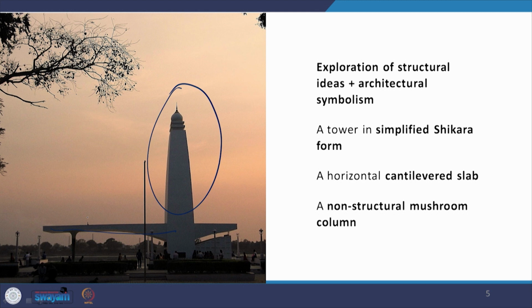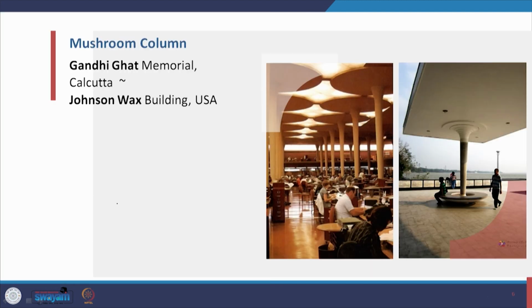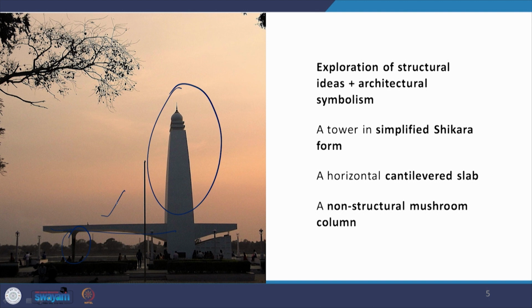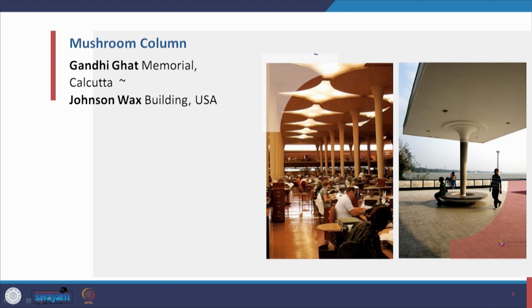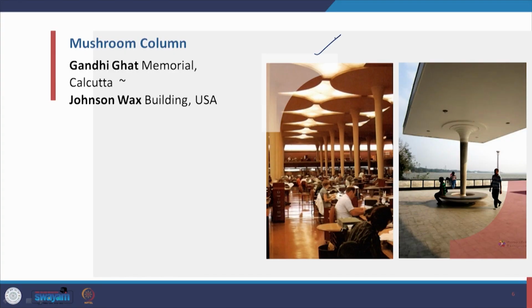Please don't be deceived by this mushroom column, because it is a non-structural mushroom column. So this essentially is a very long cantilever to this memorial. In a sense, if you look at it, the form is very much in relation to the Indian temple form. And the mushroom column, if we try to connect it, had appeared in the Johnson Wax building by Frank Lloyd Wright in the United States in the 1940s, I believe 1948, and we see the same mushroom column appearing in this Smarak building by Habib Rehman.